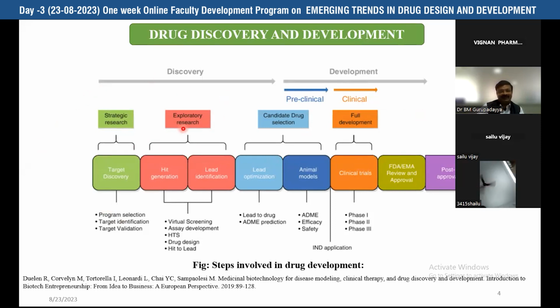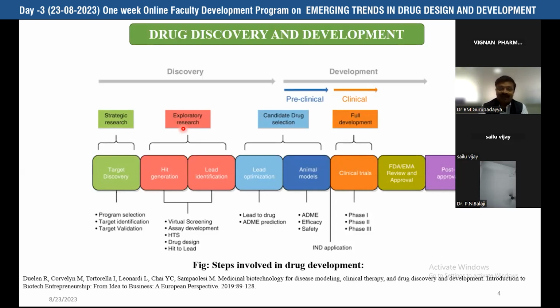Nowadays, for any drug discovery, we are not going for synthesis first, and we are not going for identification of biological activity first. That is outdated. Now a very systematic approach is used for drug discovery. We are going for target drug discovery.